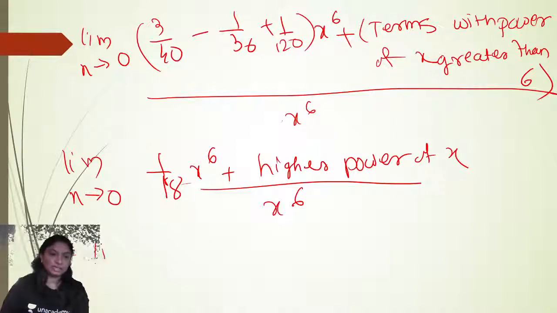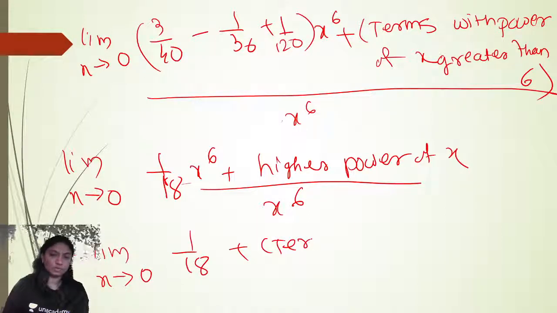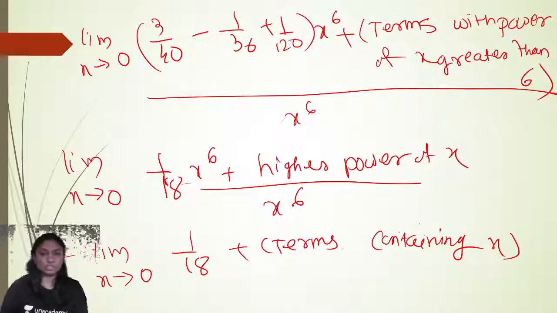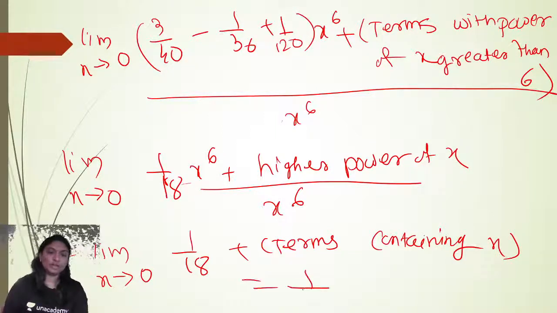So limit as x tends to 0, 1 upon 18 plus terms containing x. Right? So as it contains the terms x, obviously limit as x tends to 0 becomes 0. So you will get the value 1 upon 18. This is the final answer.